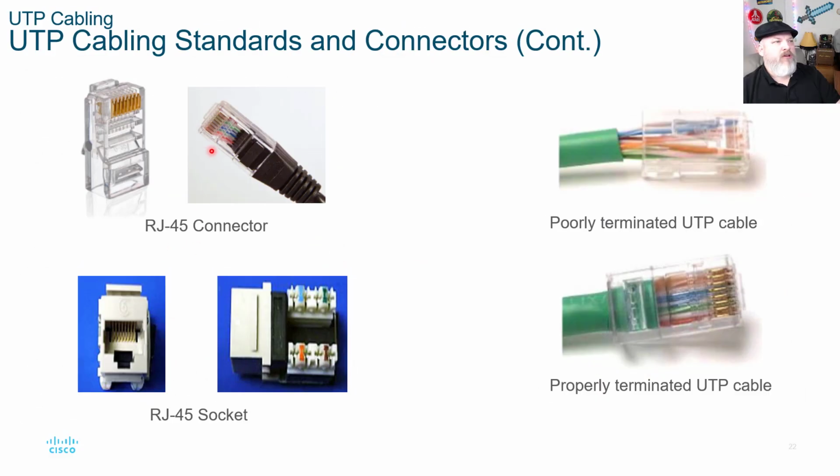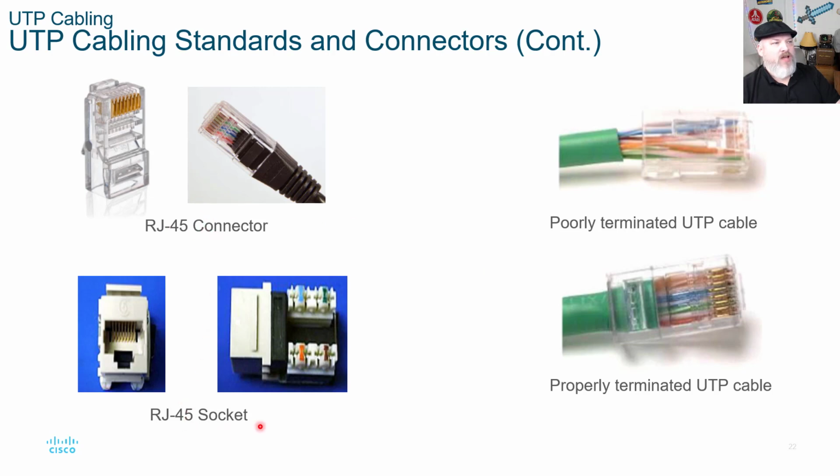An RJ45 connector looks just like this. You would slide the wires in. This is over here on the right-hand side. What you have to do is cut the sheathing off, and then each one of these wires you have to stretch out where they're all even, where they're not twisted anymore. You slide them up in here, and then you take a crimping tool, and it pushes all these little gold teeth down onto the cable. A poorly terminated UTP cable looks like this. It's just all a big mess in there. You want them all nice and neat. So that's an RJ45 connector.